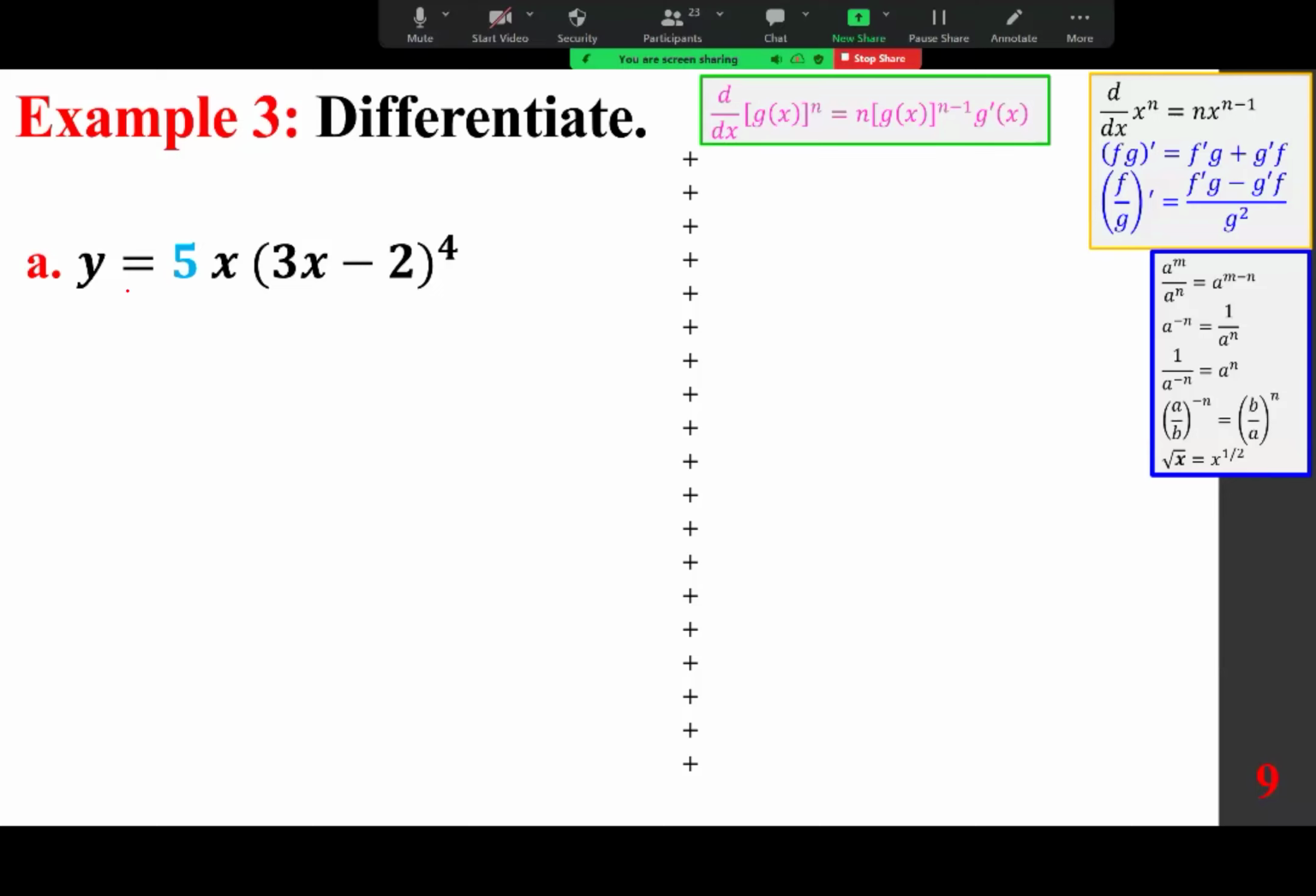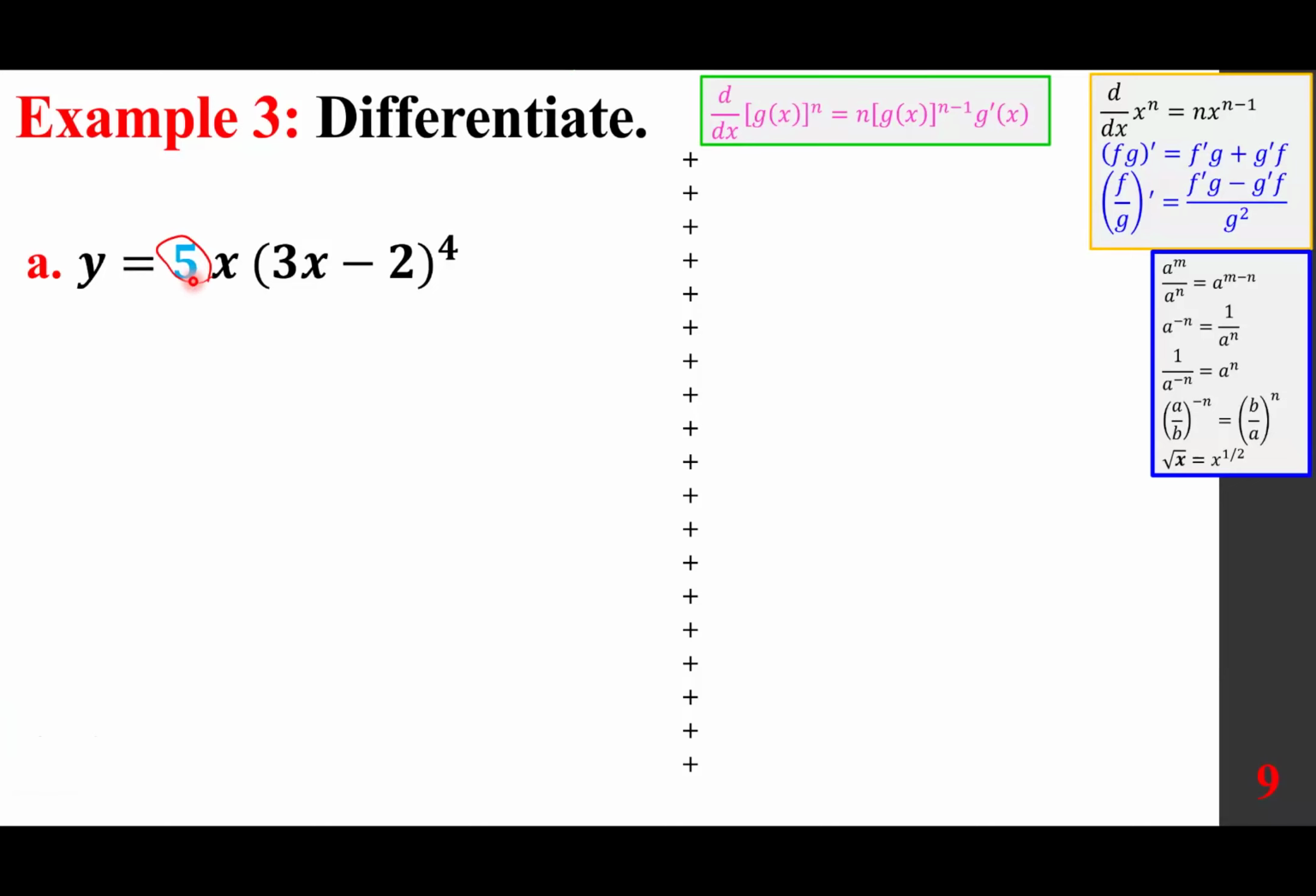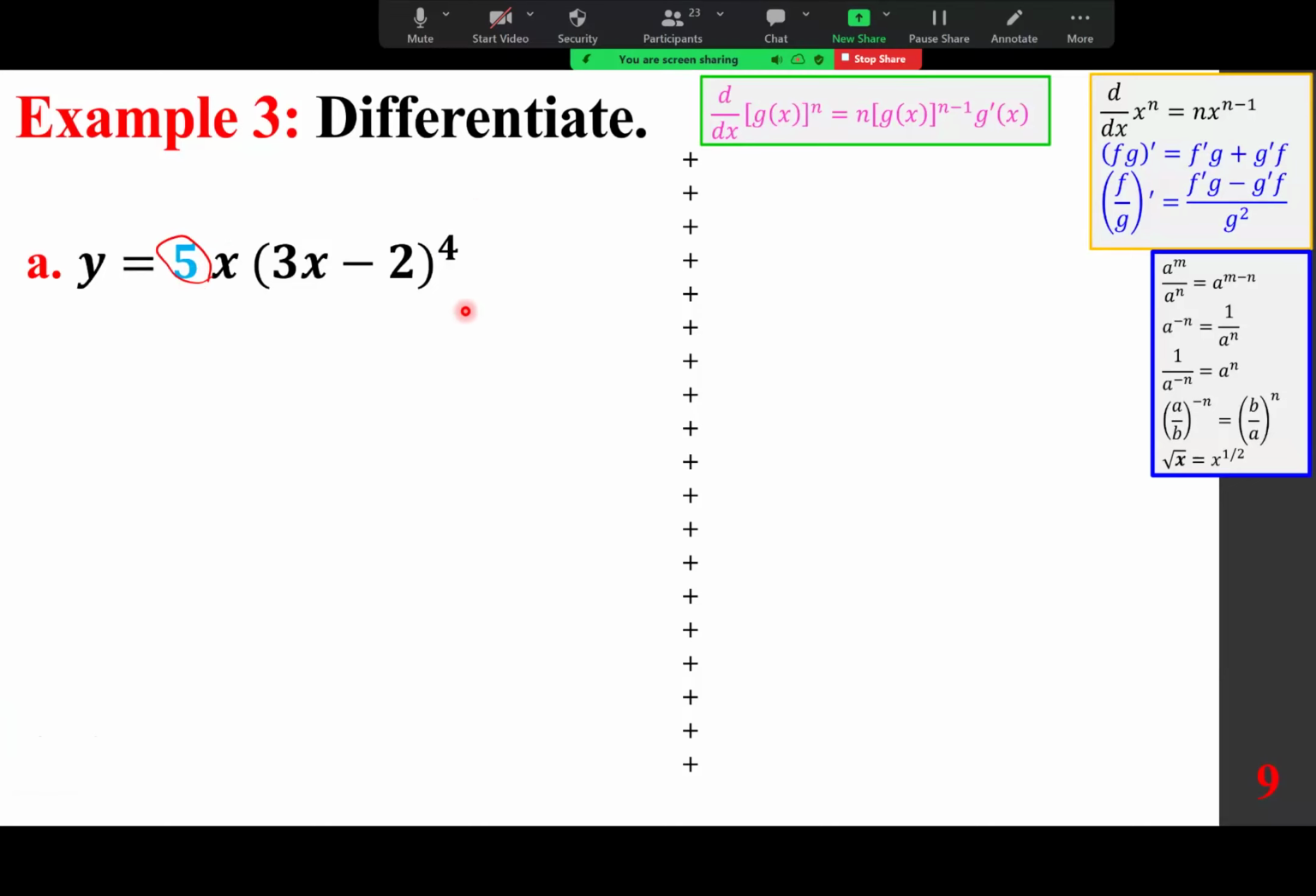Differentiate y equals 5x times (3x minus 2) to the power of 4. I want to make a point of this number. Class, if this number is huge, like 5,000, or if it's involved, like a decimal, 1.5821, or if it's a fraction like 2/3, then you want to put brackets here and just carry the 5 in as a coefficient, as a factor. And I'm going to show you that method.